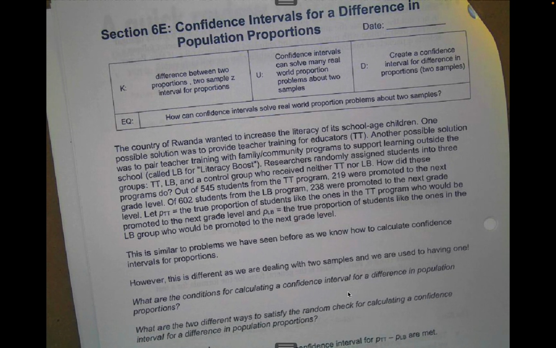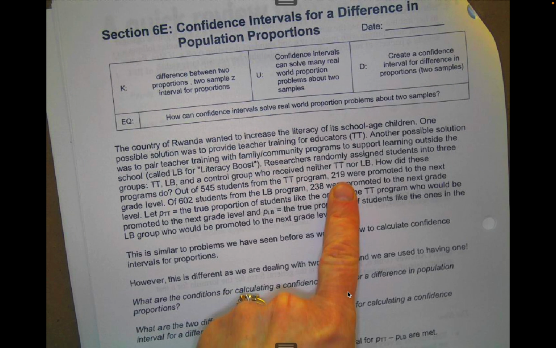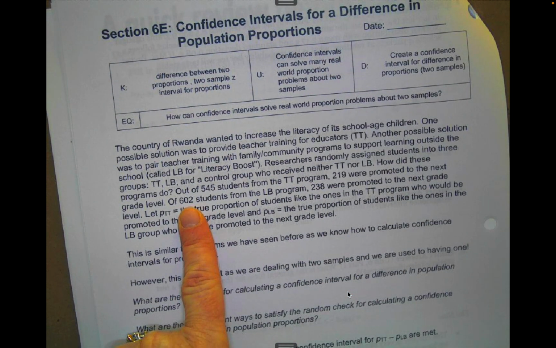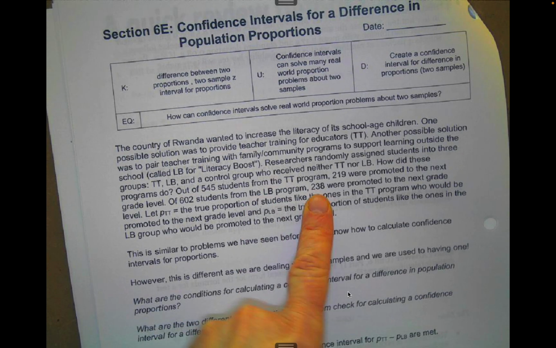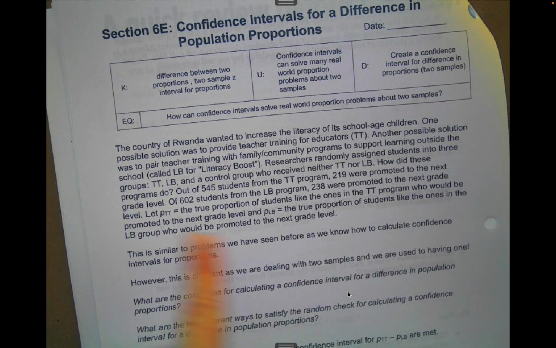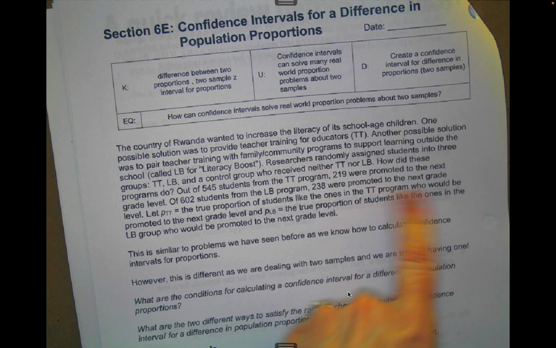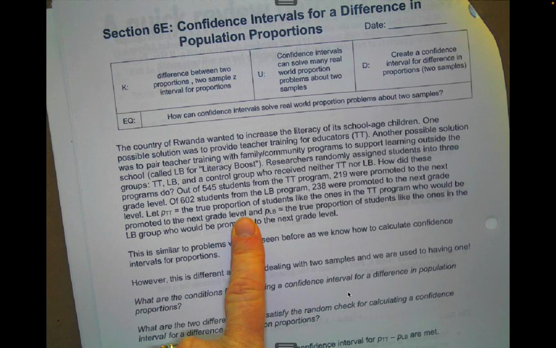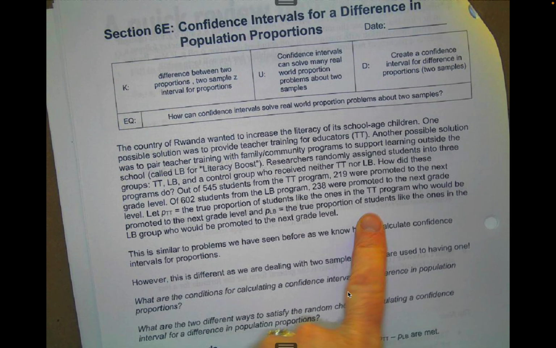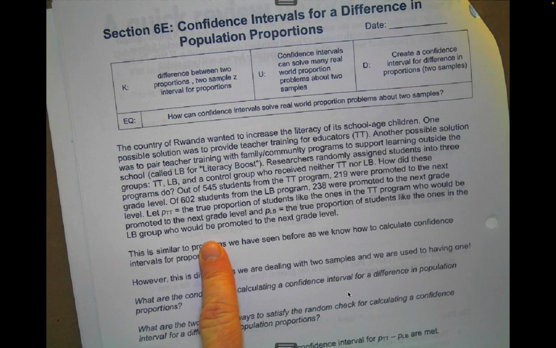How will these programs do? Out of the 445 students for the TT program, 219 were promoted to the next grade level. Of 602 students from the LB program, 238 were promoted to the next grade level. Let PTT be the true proportion of students like the ones in the TT program who would be promoted to the next grade level, and PLB be the true proportion of students like the ones in the LB group that would be promoted.